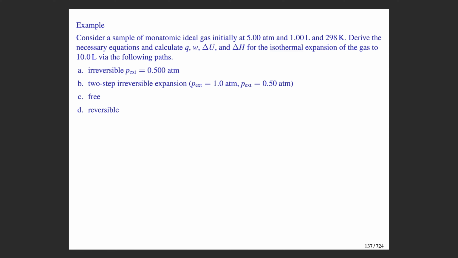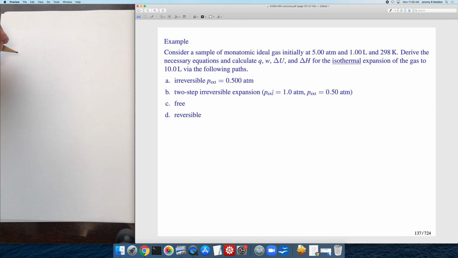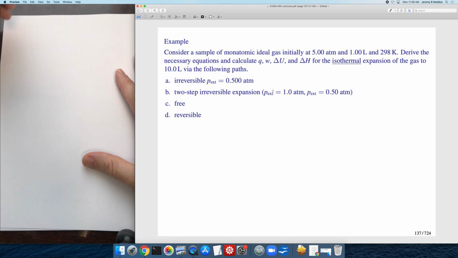And we've got a sample of ideal gas that's initially at 5 atmospheres pressure, 1 liter volume, and 298 kelvins. We're being asked to derive the equations we need to calculate Q, W, delta U, and delta H when the gas is expanded isothermally to 10 liters using these different paths.